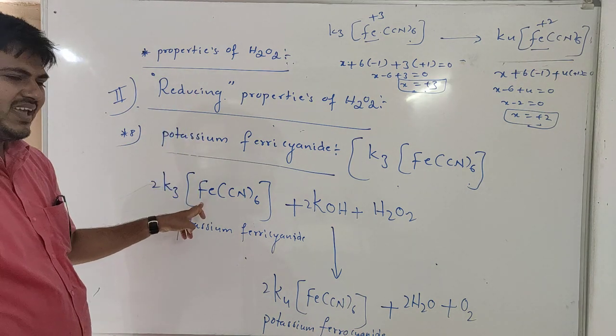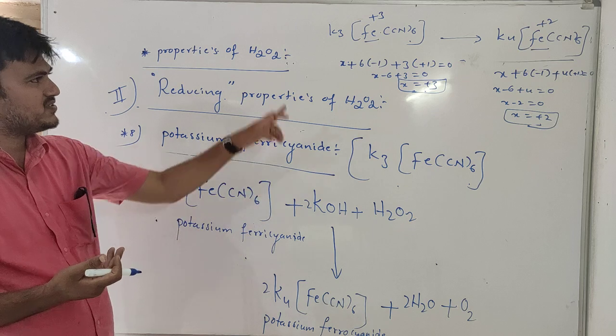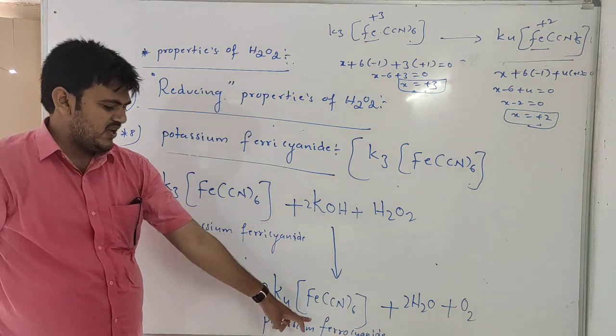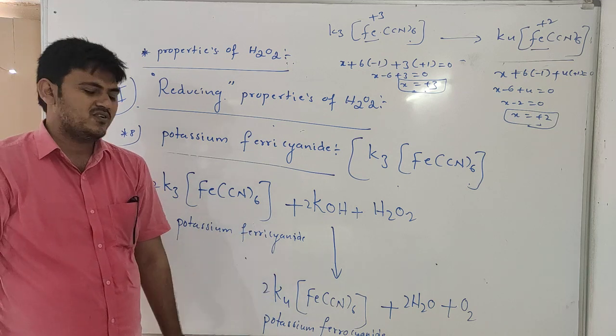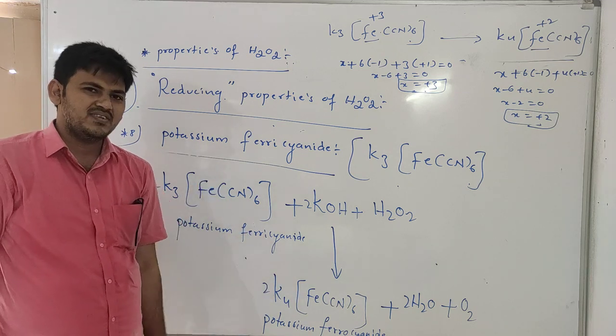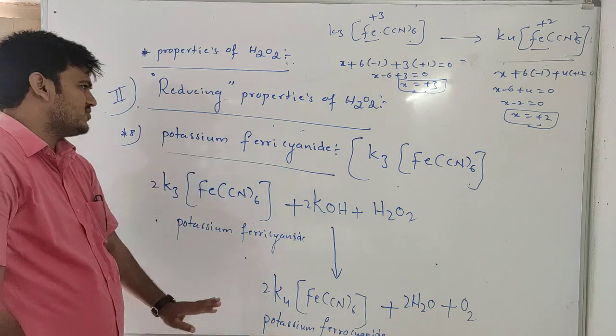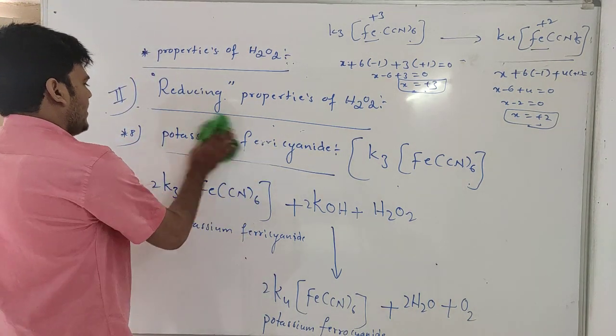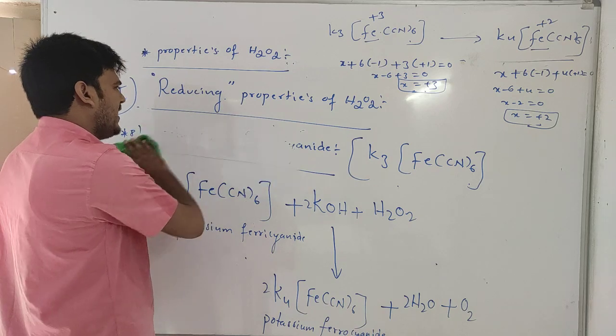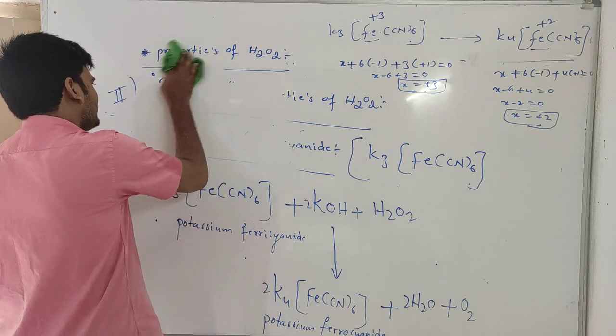So ferri means high oxidation state, so plus 3. Ferro means low oxidation state. So ferricyanide is converted into ferrocyanide, plus 3 converted into plus 2, so decreasing of oxidation state. So this is one of the reducing properties. So these are the properties of hydrogen peroxide.